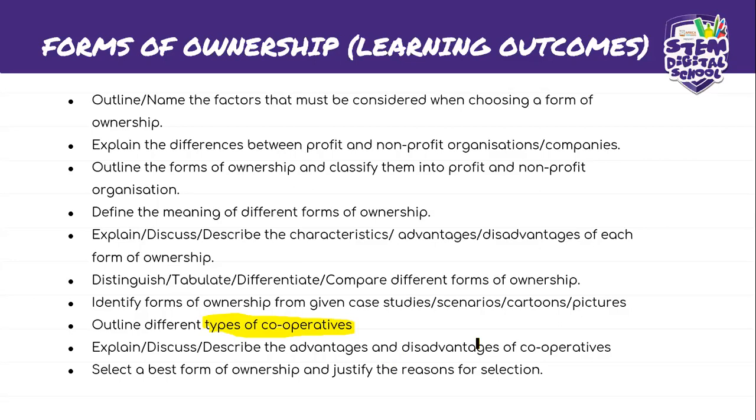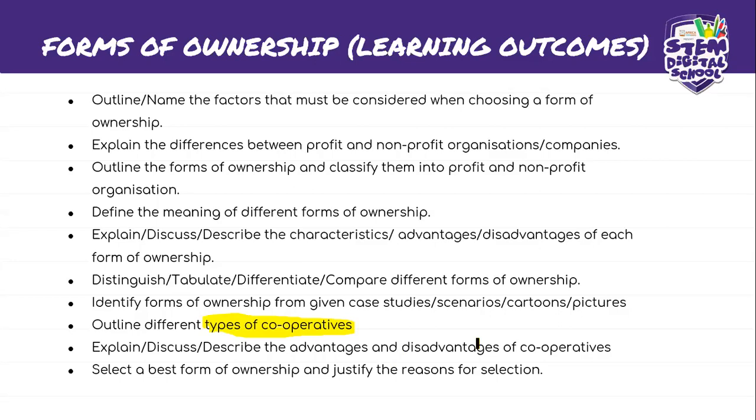We also did differentiating different types of ownership, where we compare different types of ownership. We compared a sole proprietor and a partnership. We compared a partnership and a close corporation. We compared a public company and a private company. We compared a personal liability company and a private company. So we did a lot of things, boys and girls. You need to be familiar with how to do those things, because in an exam they can give you anything.